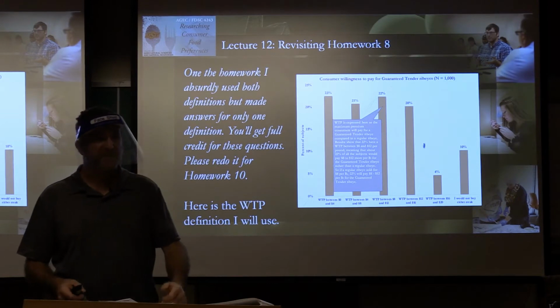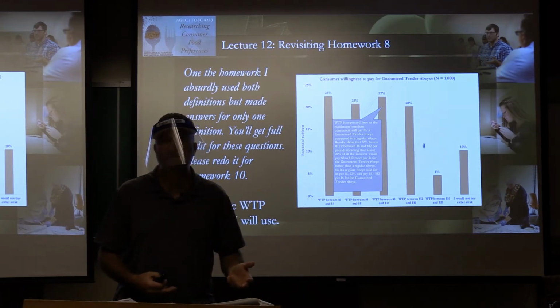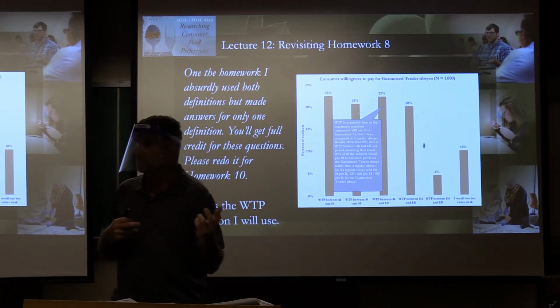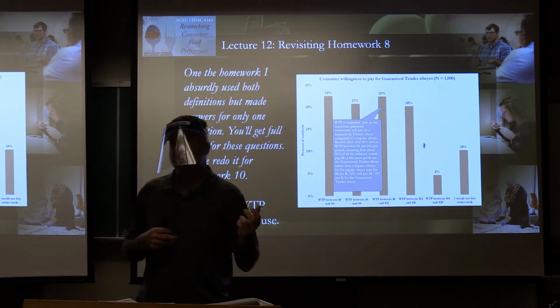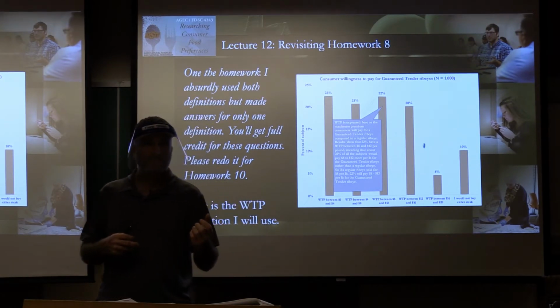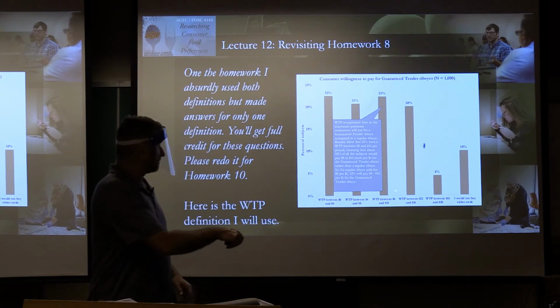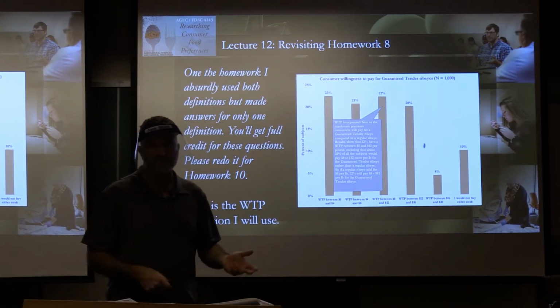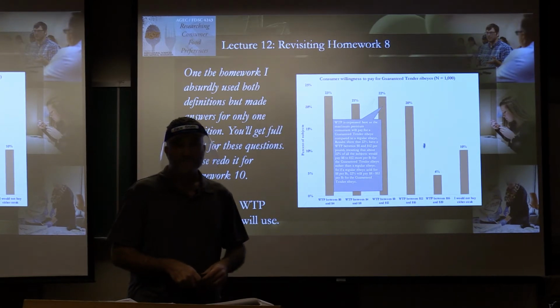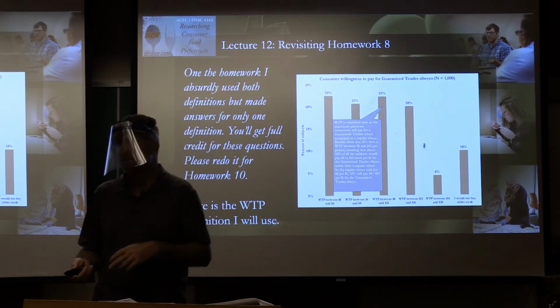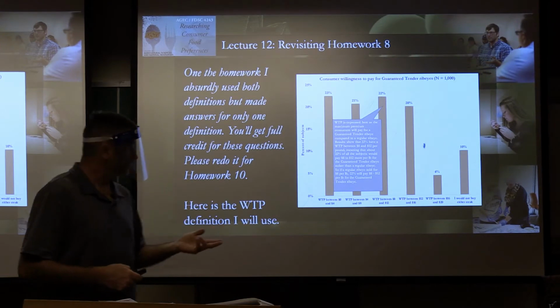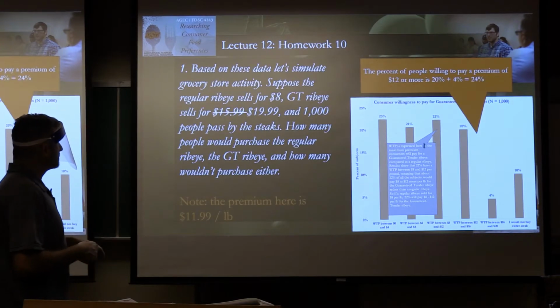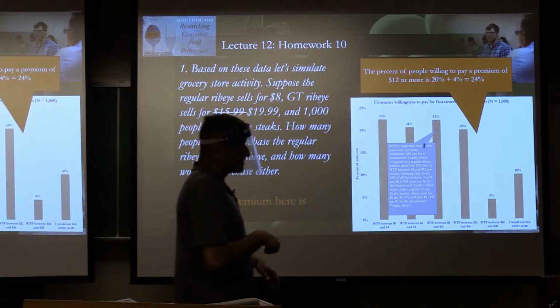And so that means if the regular ribeye is $8, then the maximum people will pay for the guaranteed tender ribeye is 8 plus 8, or 8 plus 12. So the total willingness to pay is like $16 to $20. And so we apply that to the question. And so this is the question. You saw this on the other homework.